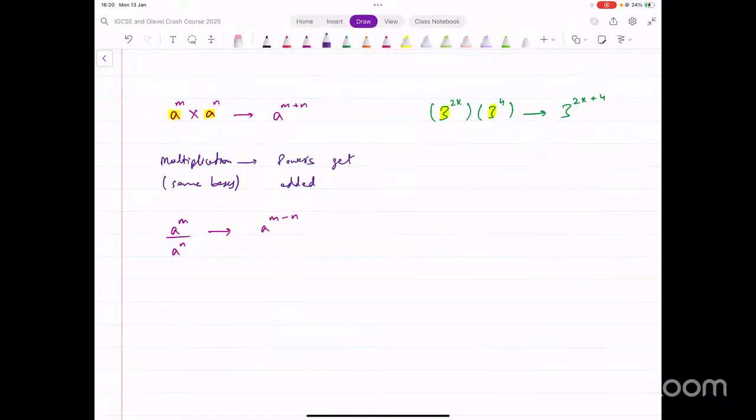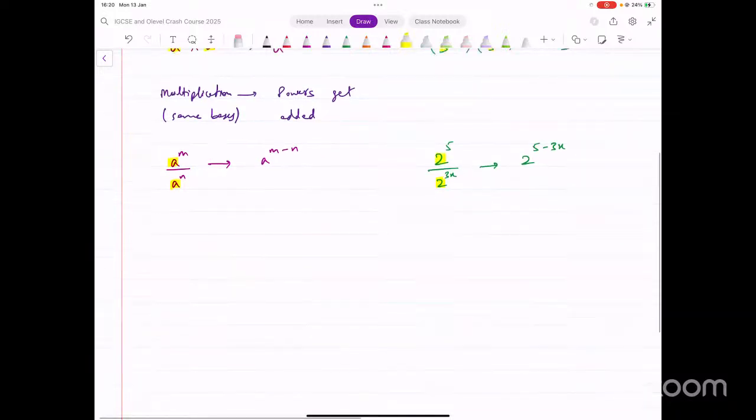For instance, if you have 2 raised to power 5 divided by 2 raised to power 3x, you can write this as 2 raised to power 5 minus 3x. You've got two things dividing, their bases are the same. What happens to the powers? The powers get subtracted.